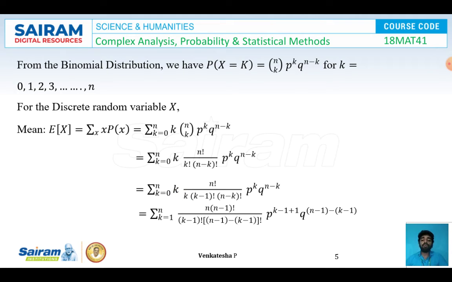Okay, now the term we got contains (k-1)!, so the summation must start from k = 1 to n because of this function. So summation k from 1 to n, and I am expanding n! as n into (n-1)! and keeping (k-1)! as it is, and converting (n-k)! in terms of (n-1) - (k-1) just by adding 1 and subtracting 1 in this expression. Similarly, converting p^k as p^(k+1-1) just by adding 1 and subtracting 1 in p^k.